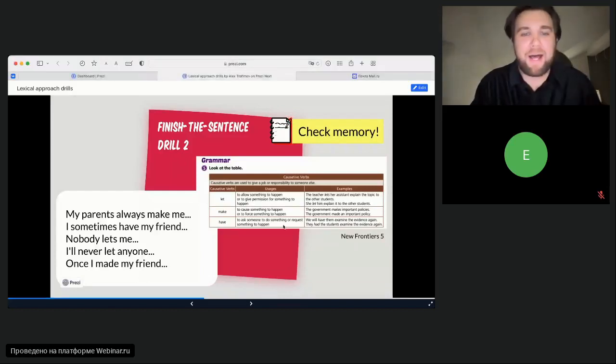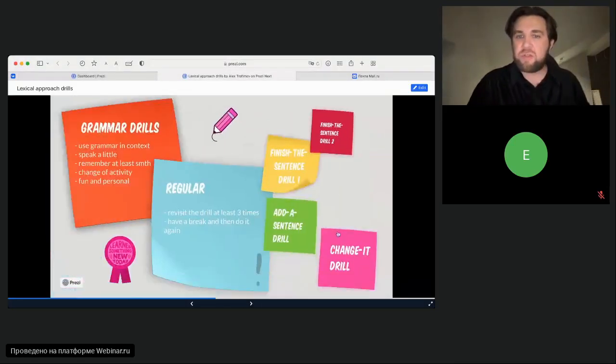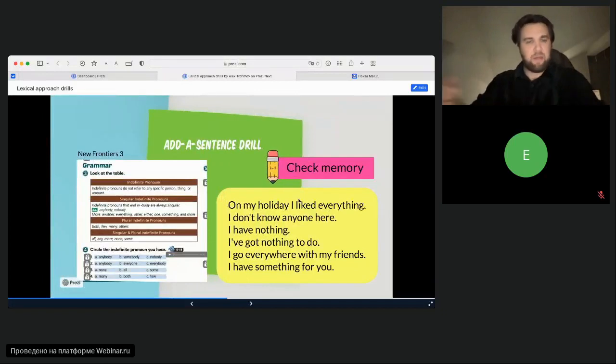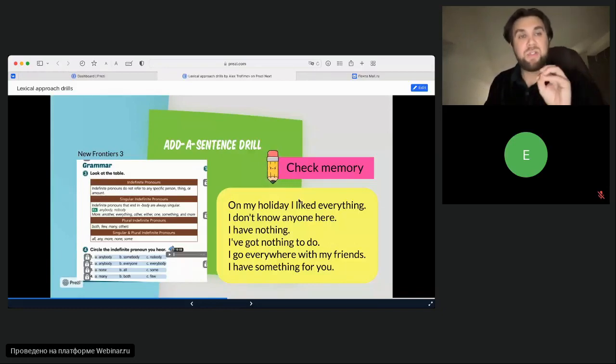Okay. So the next drill that we are going to pay more attention to, which again is for a little bit higher levels, I think, we have again a screenshot from New Frontiers, and this is indefinite pronouns. But the idea is more complex here. It's not finish the sentence, it's add a sentence. So you see, I have one sentence where the target grammar is already used. I want to make sure that my students use the target grammar.